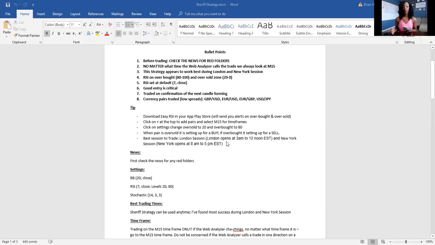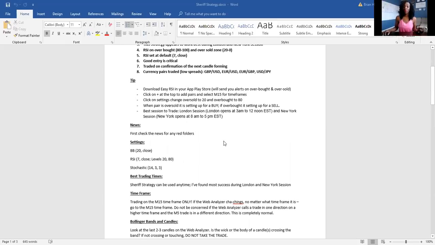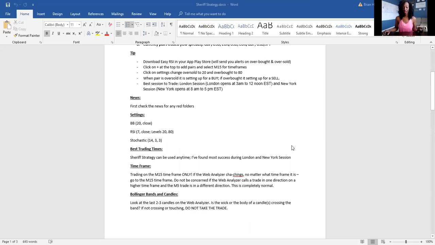This strategy works on any time frame, but I found through journaling my trades that this strategy works best during these time frames, okay? One of the things that has been really helpful for me is journaling trades, and I want to show you an example of that as well, because I want to show you exactly how I discovered this strategy worked for me.